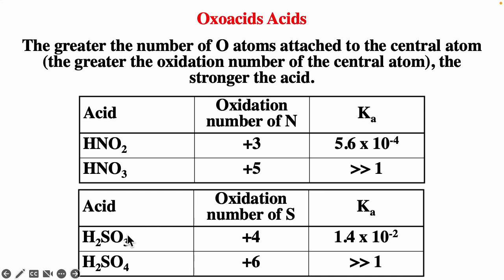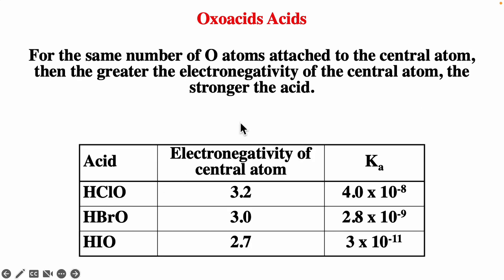But again, you can only compare the number of oxygens if you have the same center atom. The more electronegative the center atom, again, it's going to weaken that OH bond, because you have chlorine, then oxygen, then the hydrogen bound to the oxygen. The more electronegative the center atom, the more it's going to grab some of that electron density away from the OH. So the weaker the bond, the stronger the acid. And so for hypochlorous acid, the chlorine has an electronegativity of 3.2, giving it a Ka of 4 times 10 to the minus 8th.